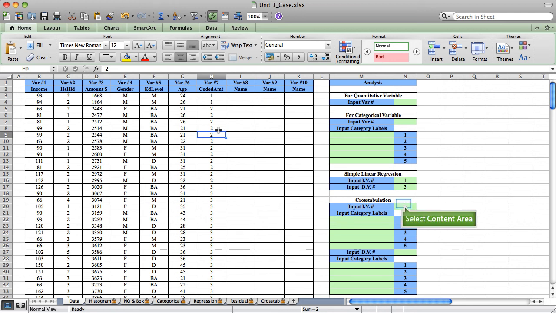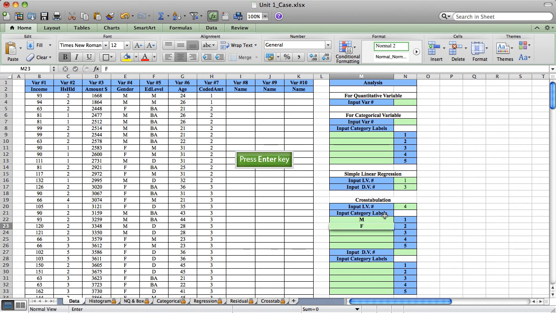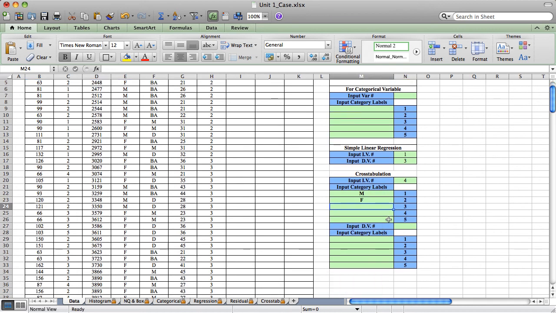To make my Excel tool work, I'll need to specify an independent variable. Here, that's variable 4, gender. As always, because gender is categorical, I need to tell Excel those category labels. The dependent variable here is amount charged. Variable 7 is the correct form of that dependent variable, and I very simply have 5 categories of amount. If I click the Worksheet tab Crosstab, I can see the results.